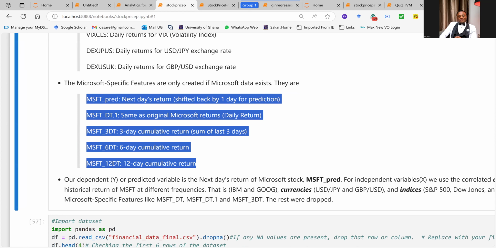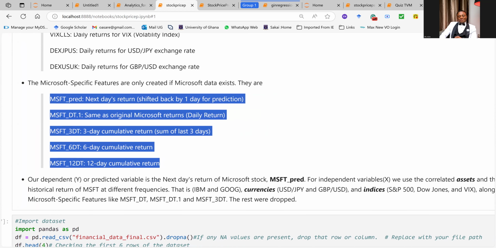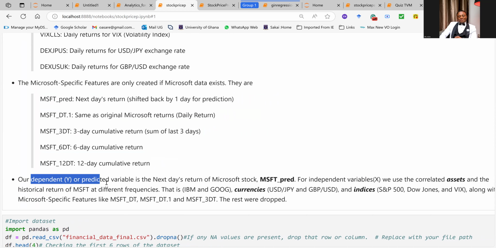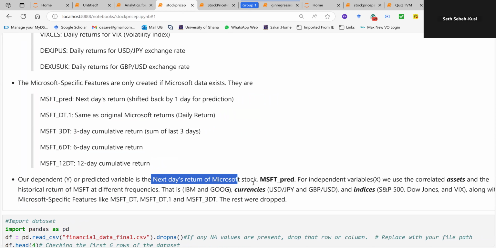I've explained it here. It's just to give you more detailed information about the data set. I've explained here that the dependent variable, or the predicted variable, is the next day's Microsoft stock. Yes, sir. I just wanted to get some understanding, please. So the 3-day, 6-day, and then the D1, is it the same as that? Is it the explanation of the term lag features? Yes. Okay, sir. Thank you.